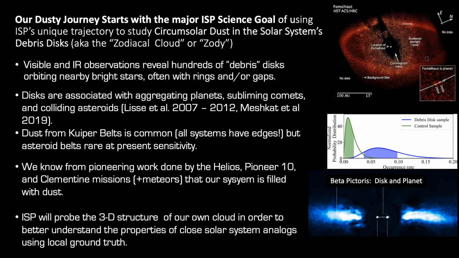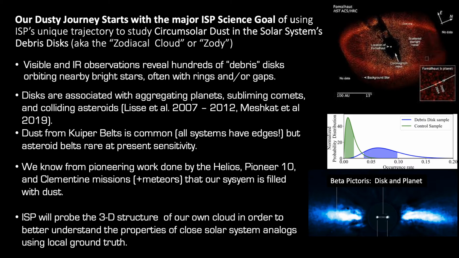We know in our own system, getting back home, from Helios, Pioneer 10, and Clementine, that our system is filled with dust. It's been sampled, it's been picked up. So that's in the inner system. Only just recently has New Horizons, flying out past Pluto and MU69/Arrokoth, actually detected outer system dust, our own Kuiper belt dust, for the very, very first time. But now we know it's there. I'll talk about that later too. Finally, ISP will probe the 3D structure of our own cloud.